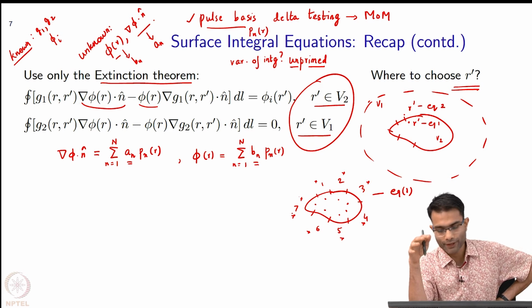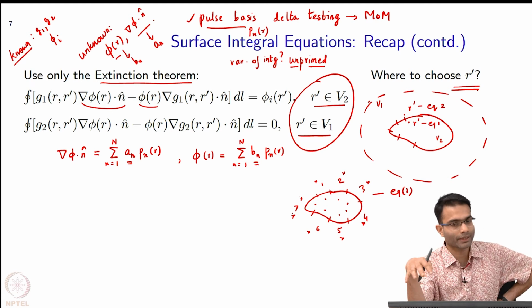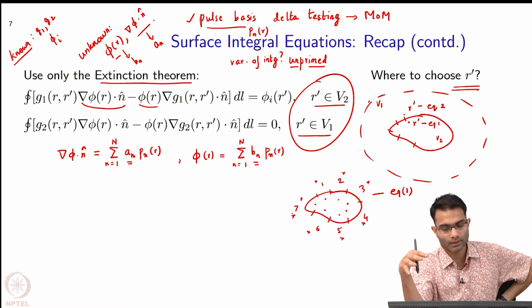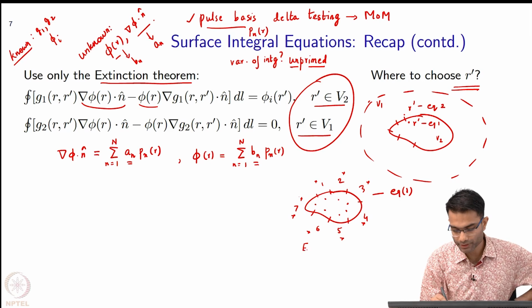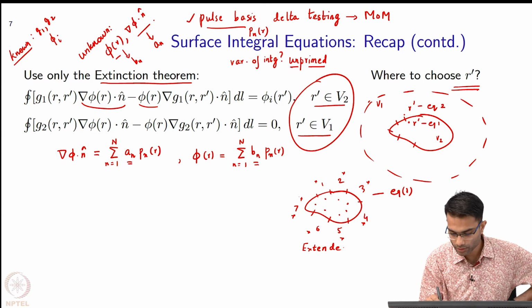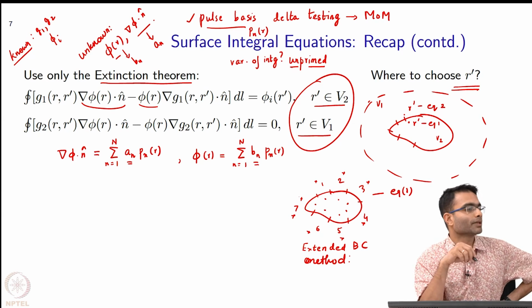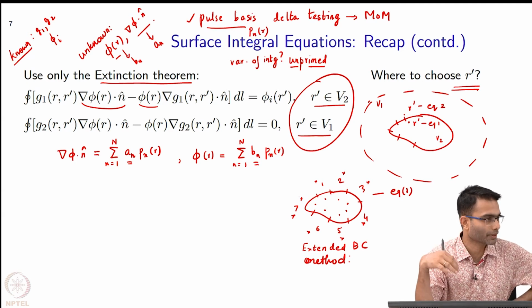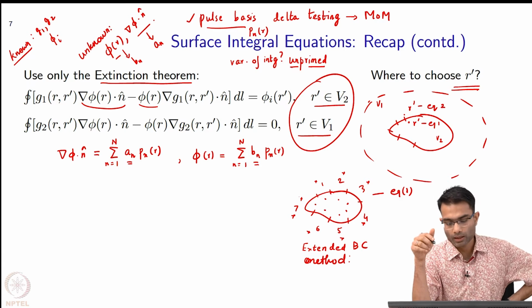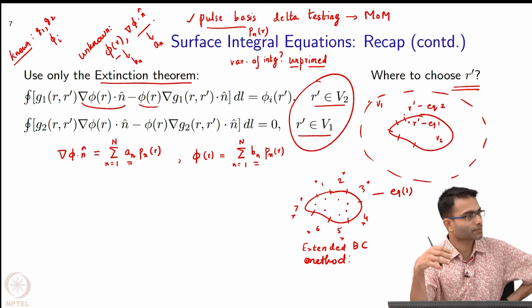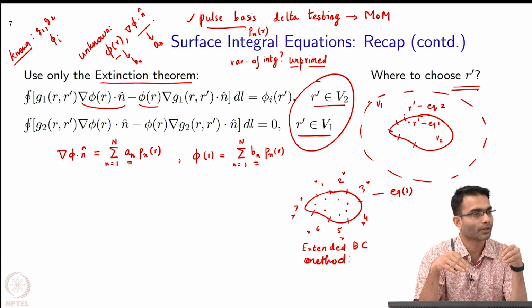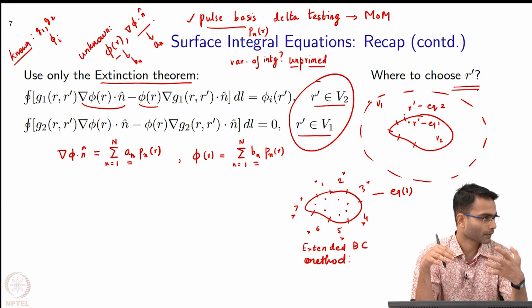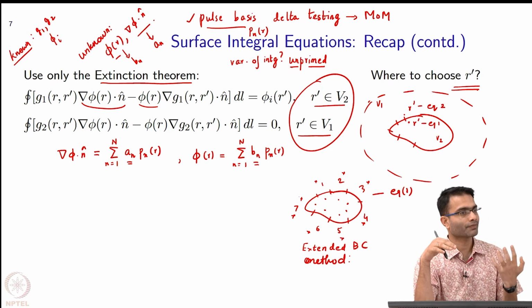So, if I pick these points arbitrarily in V1 and V2, then theoretically it is correct, and doing so is called the extended boundary condition method. Why extended? Because it is away from the boundary. But as it turns out, I am not going to derive this, but I will just give you the information. If you pick these points at random like this away from the boundary, the error in the solution is high. So, what might be another way of picking it?